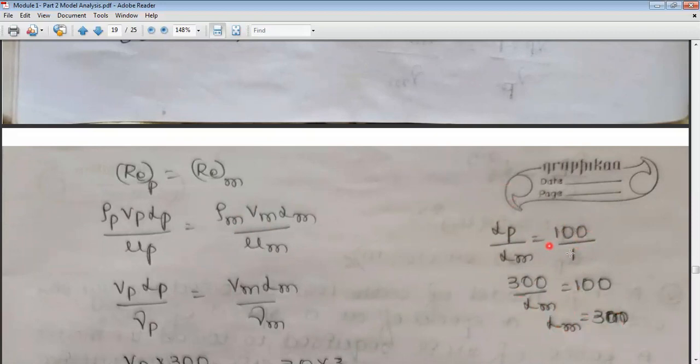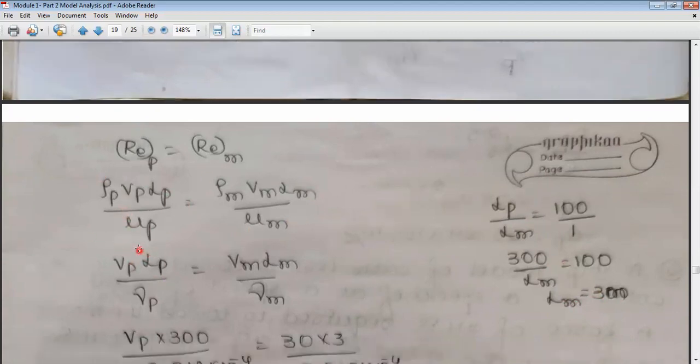So the higher number always is taken with respect to the prototype. The lower number indicates the model. If the length of prototype is 300 meter, if it is 1:100 ratio, then LM works out to be 3 meter. Then you take this formula, you rearrange, because here dynamic viscosity is not given. He has given kinematic viscosity.